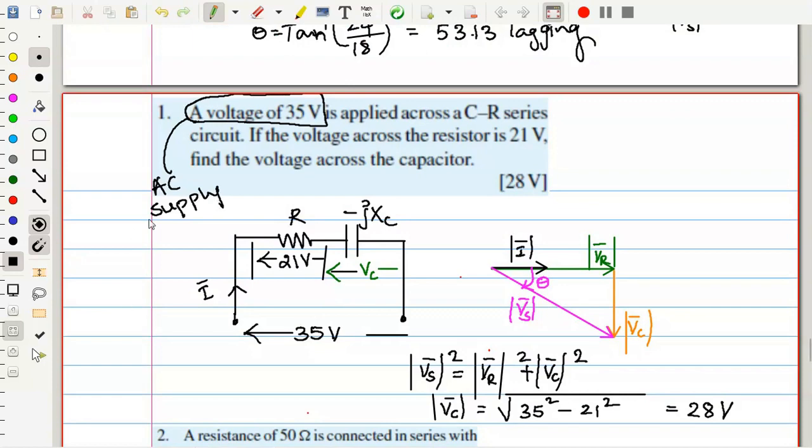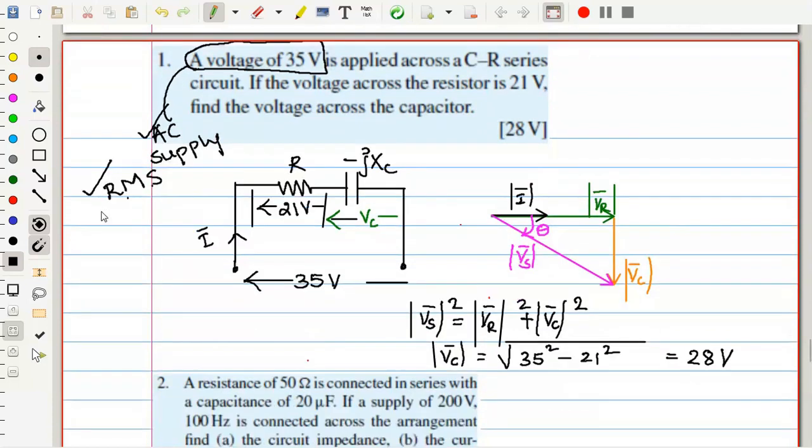Another thing is that they did not specify the magnitude. Is it an RMS value or a peak value? Unless it is specified as a peak value, we generally consider it as RMS only. So the supply is AC, and the given value is RMS. This is the default understanding in AC systems. If no information is given, you should treat it as an AC supply, and the given value is an RMS value, and it is only the magnitude.